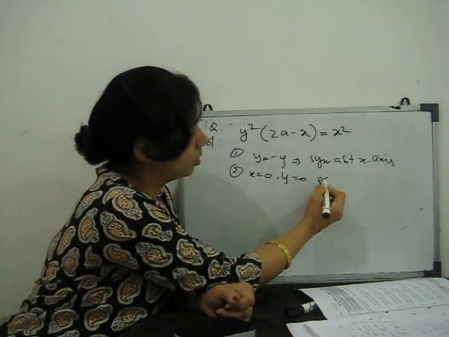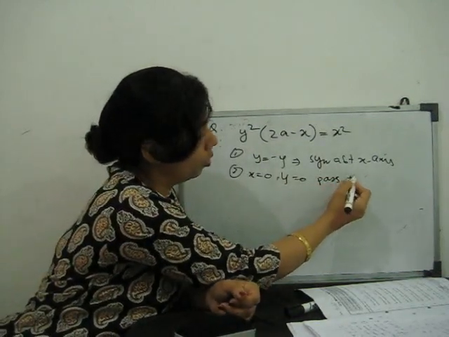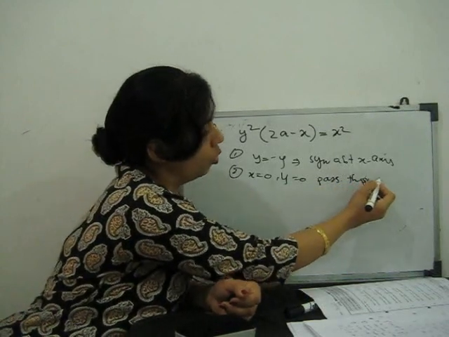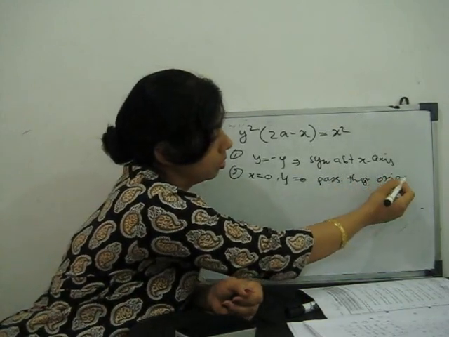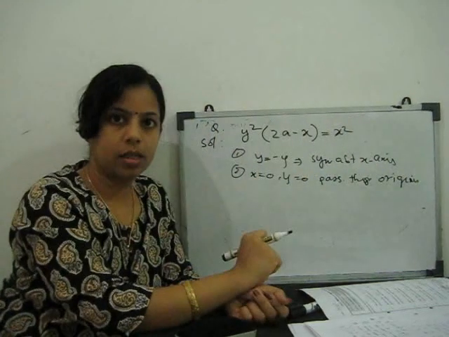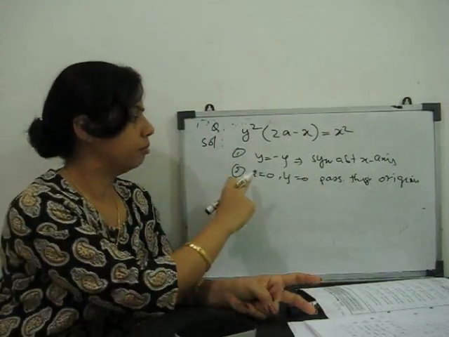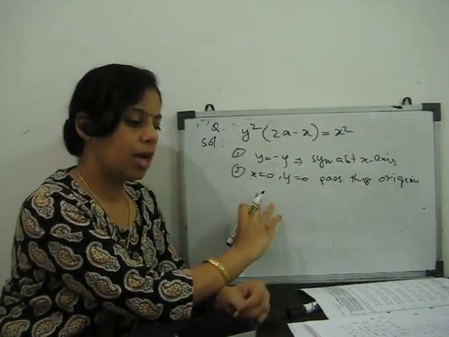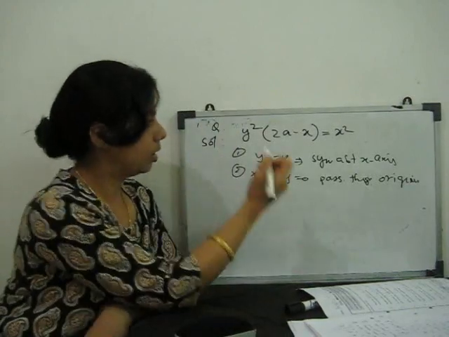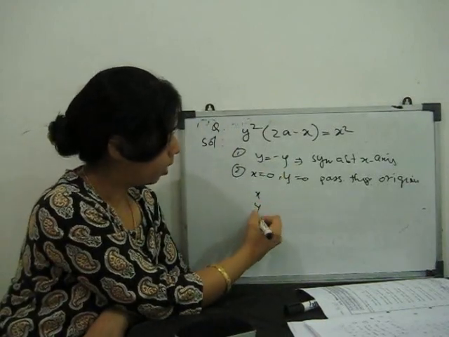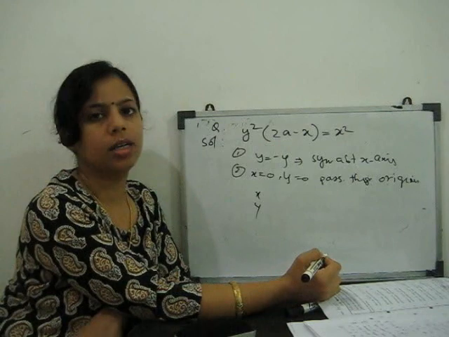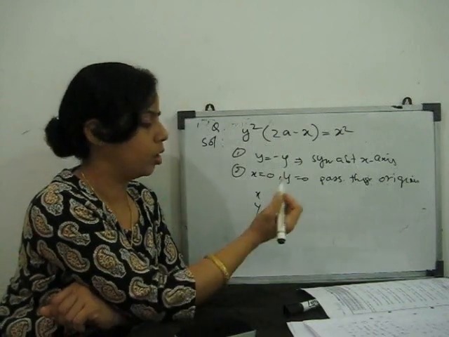So it passes through the origin. Correct? So two things: x is equal to 0, y is equal to 0, it will pass through the origin. Next you find out the points. In Cartesian coordinates we can easily find out the points.